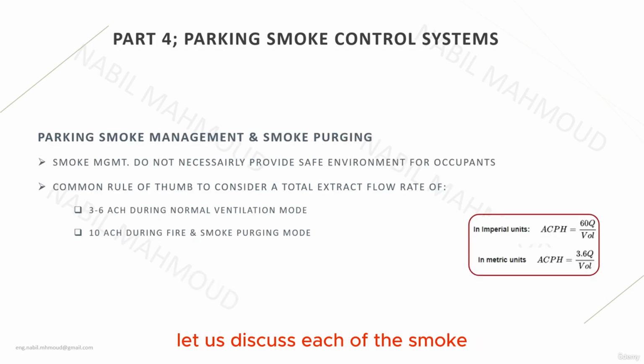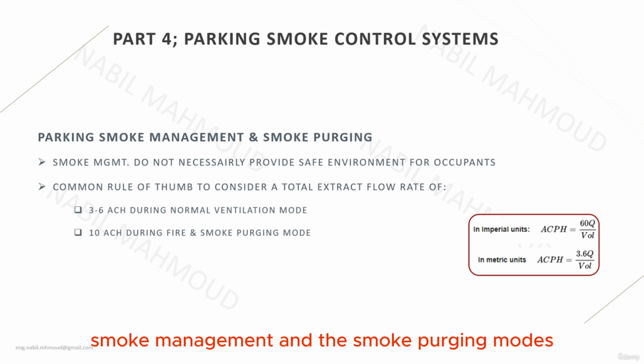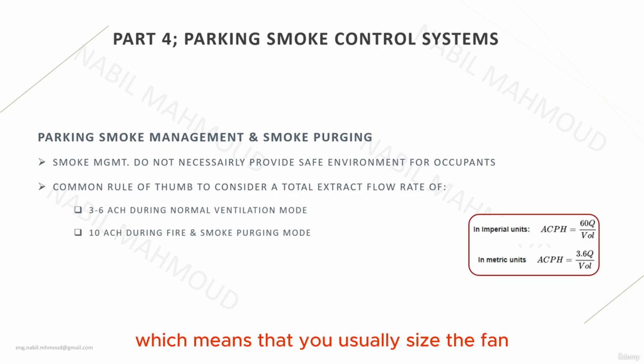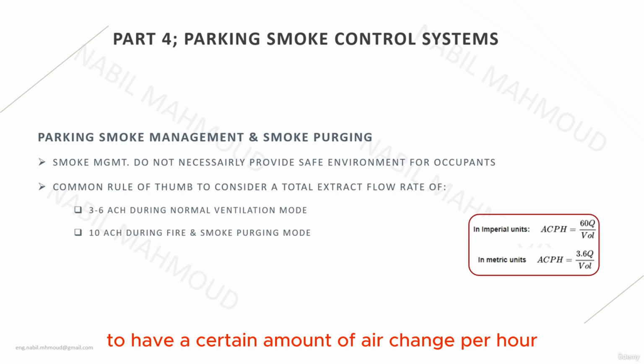Let us discuss each of the smoke control approaches for the parking system one by one, starting with the parking smoke management and the smoke purging modes. First of all, you need to understand that both the smoke management and the smoke purging modes are usually built upon sizing the ventilation system based on the air change per hour, which means that you size the fan to have a certain amount of air change per hour, and this varies between 6 to 10 air changes per hour.